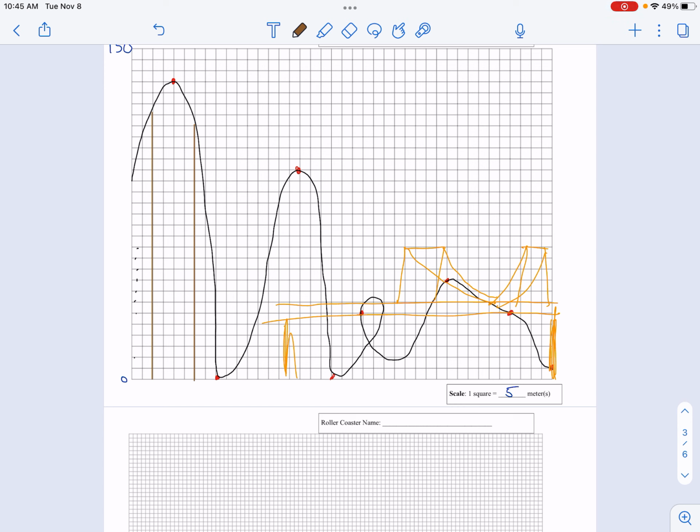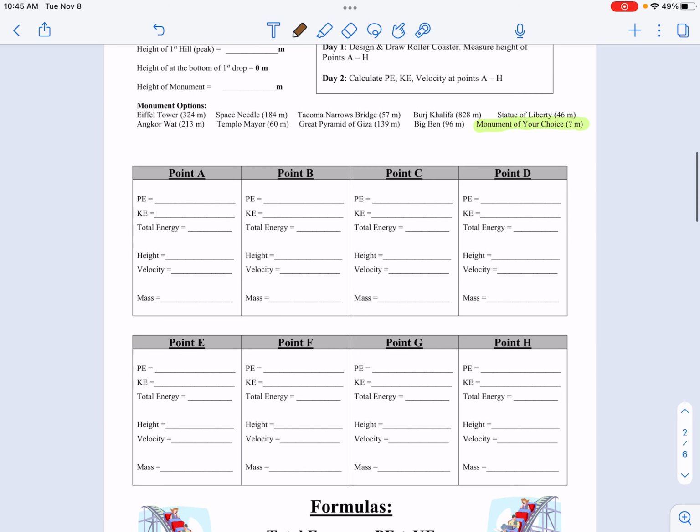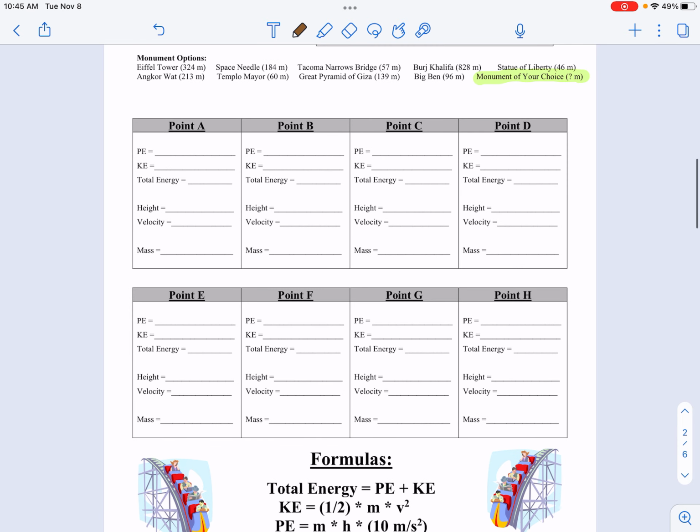All right. Once you've done that, one thing you can do today is measure the height of your 8 different points, because you have your scale. You don't necessarily have to label them like this. I'm just doing this for instance. On this first page, you can label the height of what they are. 50, 45, 40, 35. And then that will save us a lot of time tomorrow.